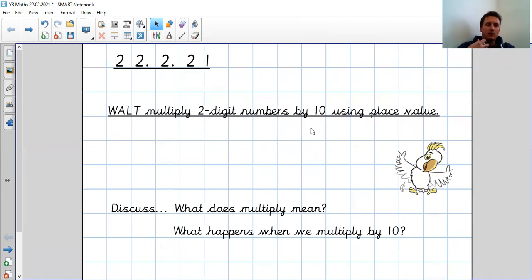We've got to understand the reason, okay? If we do know a shortcut, that's great. But actually, let's go a bit deeper with it and understand what's going on. So if you are in class, you can just discuss, and pause the video if you're at home as well. Maybe have a think, what does multiply mean? And again, what happens when we multiply by 10?